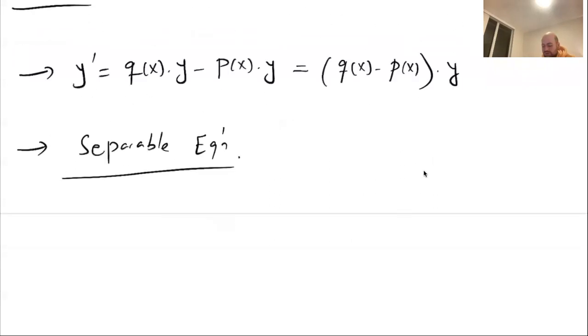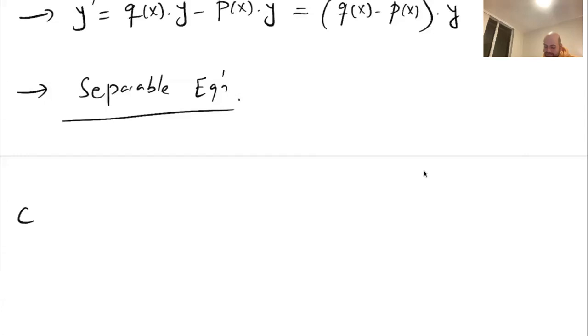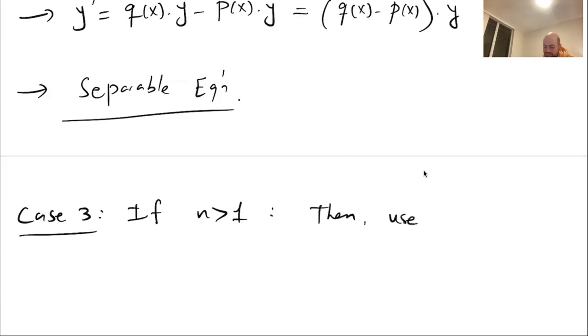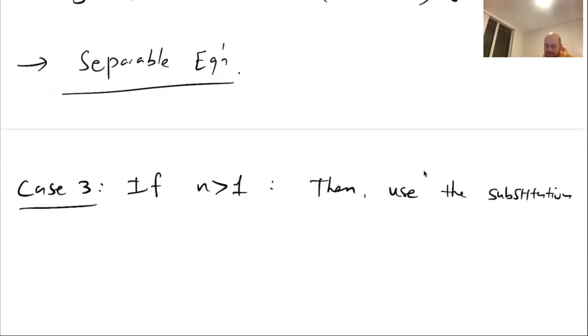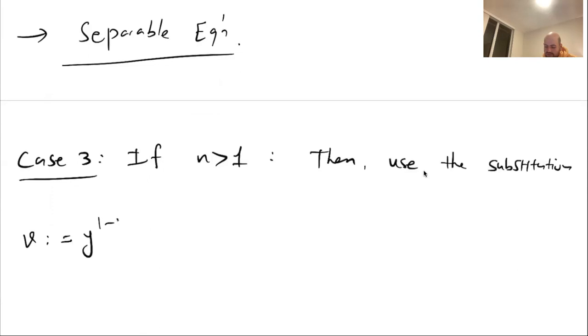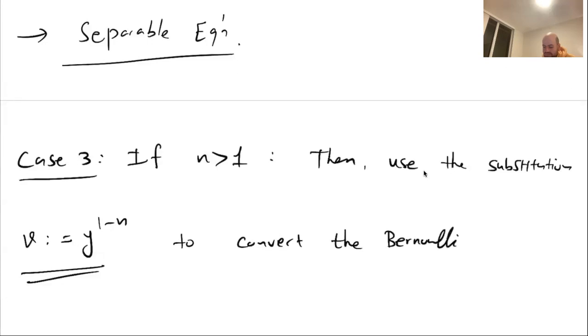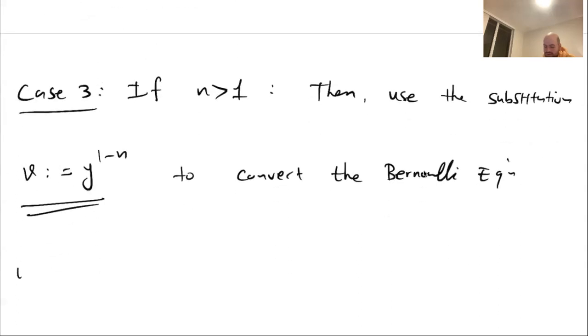And then case 3, if n is bigger than 1, then use the substitution v equals y to power 1 minus n to convert the Bernoulli equation into a linear first order ODE.